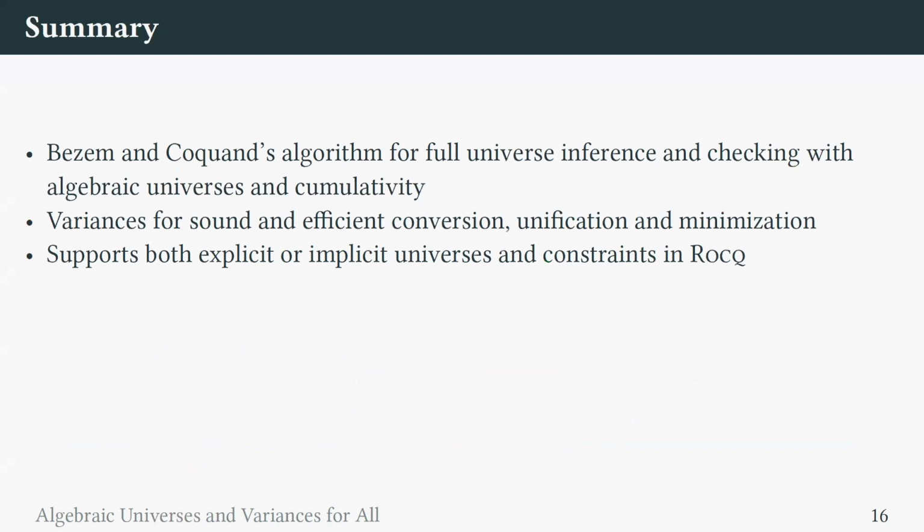Okay. So to summarize, we use Bezem and Coquand's algorithm for full universe inference and checking with algebraic universes and cumulativity. We can use variances for sound and efficient conversion, unification, and minimization. And it supports both explicit and implicit universes and constraints in Coq.